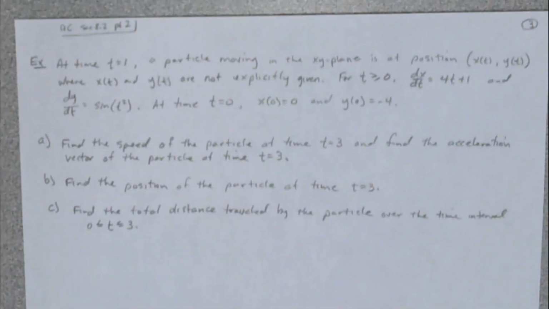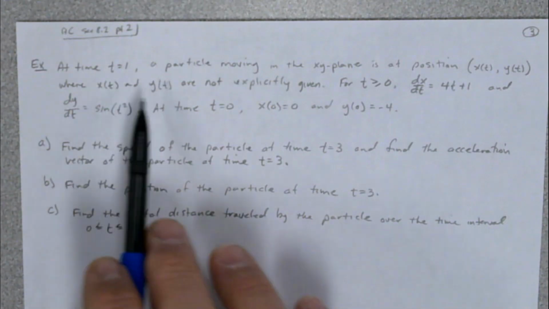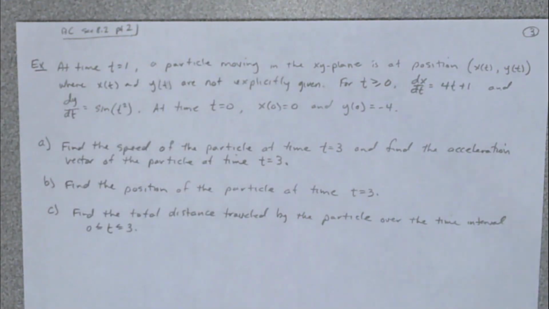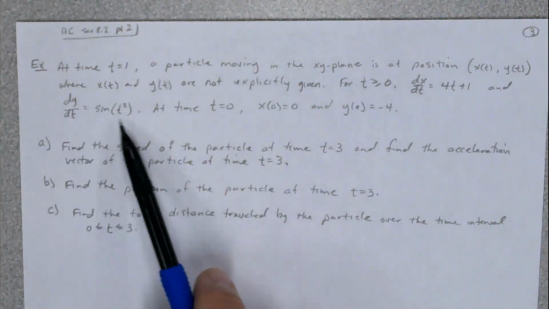Okay? I got the last example over here. And again, as I show it to you, see if you can do it. So let's go through the reading of it, and then I'm going to let you pause and see if you can figure all these out by yourself, okay? And then I'll come in and do them with you. At time equals 1, a particle moving in the xy plane is at this position right here, where x of t and y of t are not explicitly given. That means you don't know them. dx/dt is this, dy/dt is that.